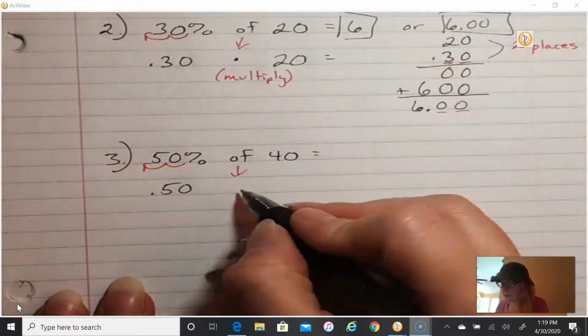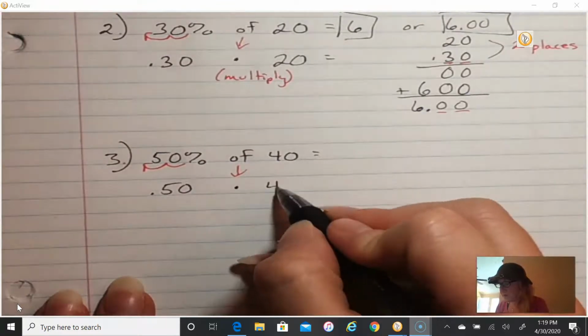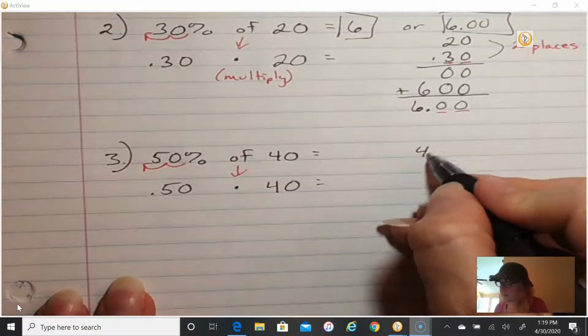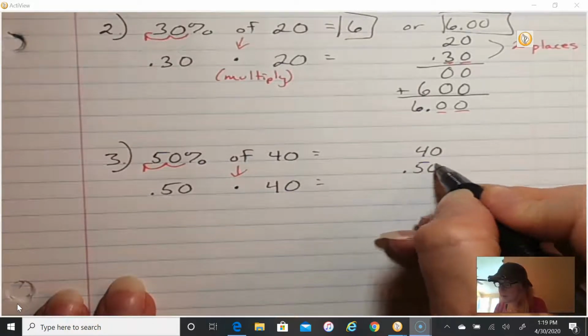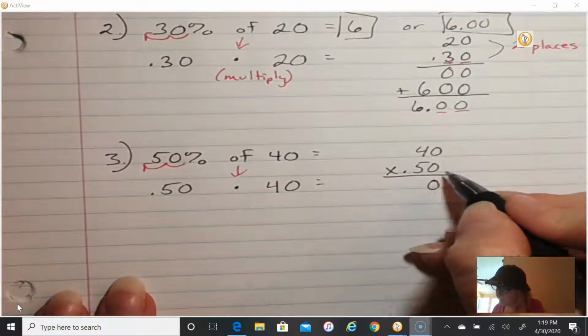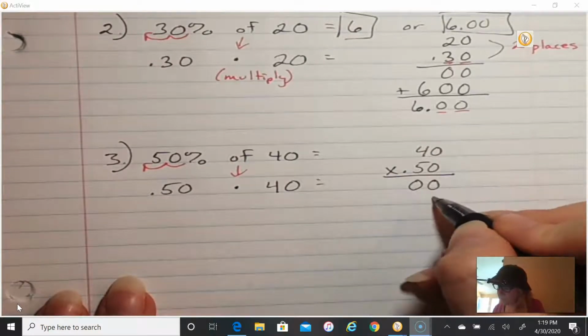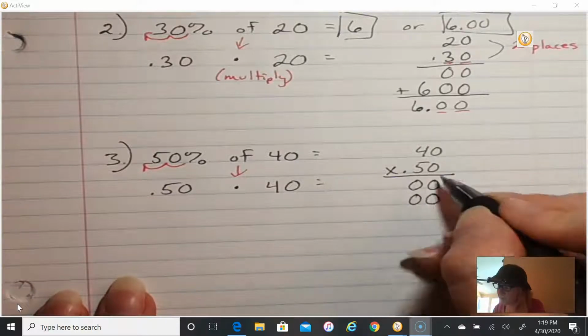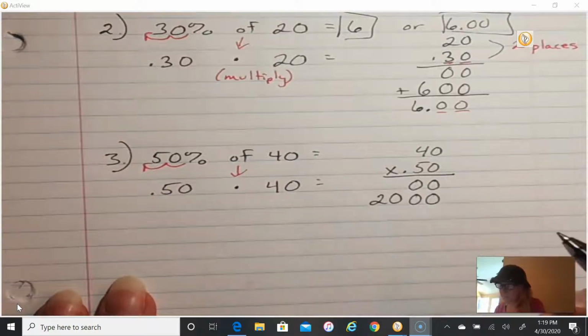Of is multiplication. 40. So I'm going to multiply. 0 times 0 is 0. 0 times 4 is 0. For my placeholder, 5 times 0 is 0. 5 times 4 is 20.